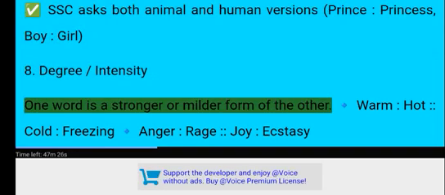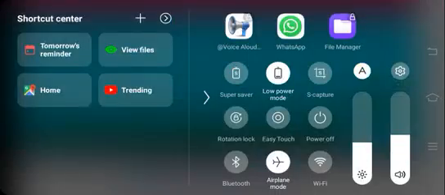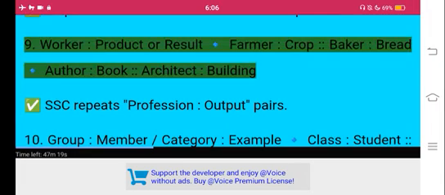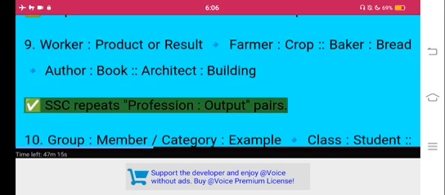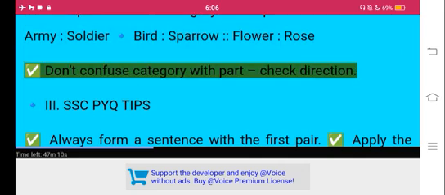8. Degree, intensity. One word is a stronger or milder form of the other. Warm, hot; cold, freezing; anger, rage; joy, ecstasy. Trap: avoid unrelated emotion words in options. 9. Worker, product or result. Farmer, crop; baker, bread; author, book; architect, building. SSC repeats profession, output pairs. 10. Group, member, category, example. Class, student; army, soldier; bird, sparrow; flower, rose. Don't confuse category with part; check direction.